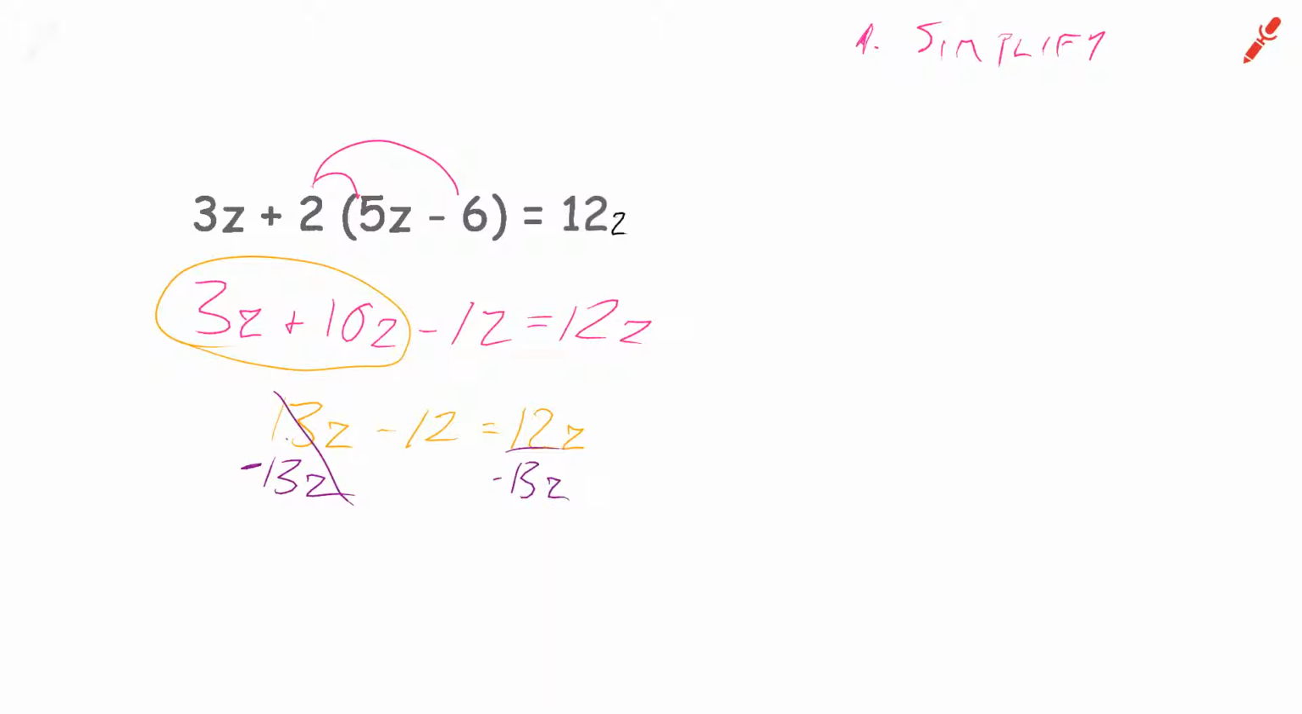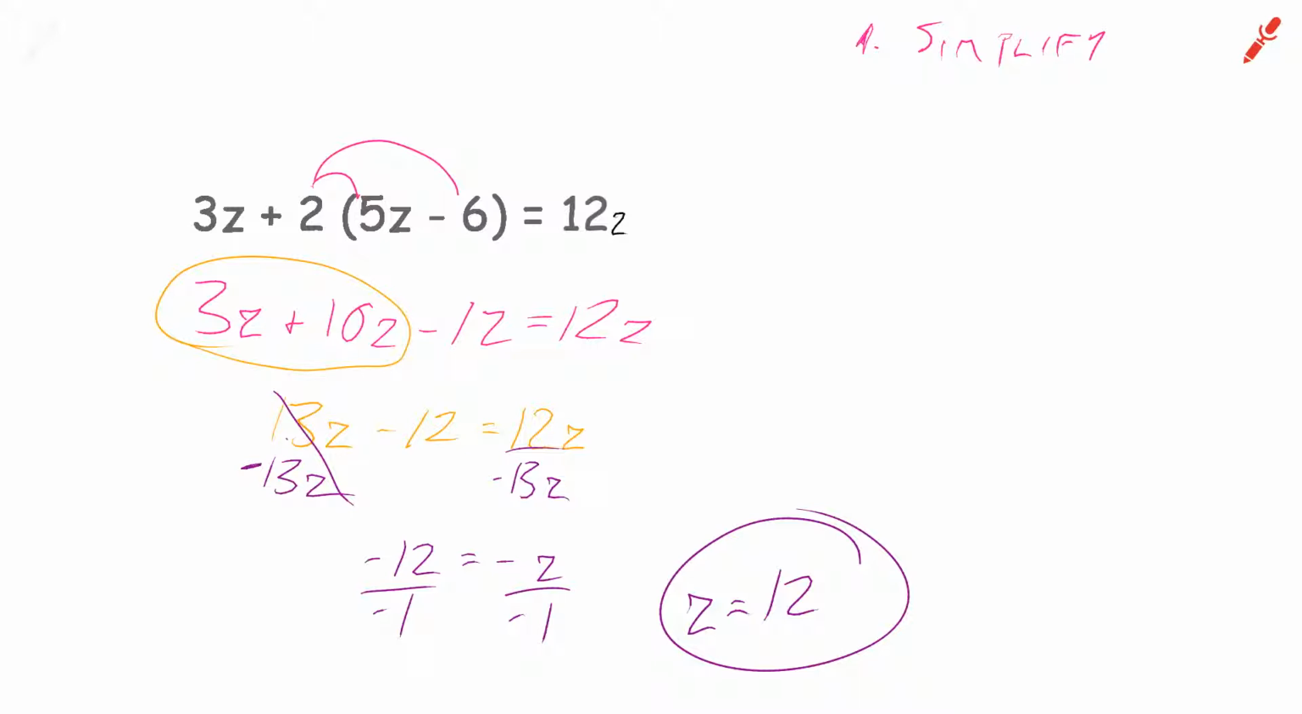Has to be subtracted, either the 12z or the 13z. I chose the 13z. So now I've got negative 12 equals negative z. Divide both sides by negative 1. Z equals 12. There you go, guys. It's that simple. So step 1 was simplify. Step 2, move variables. Step 3, I would say just solve.